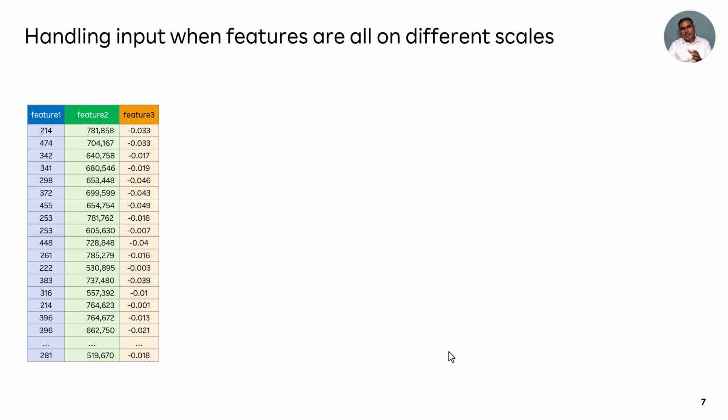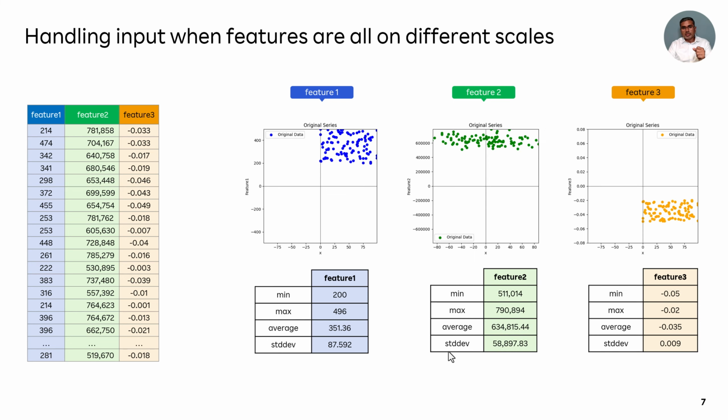Now, if I were to plot these data points, this is how it's going to look. The blue dots, or the blue data, is going to fall in the top right-hand quadrant of your graph. And if you see the values, the range of values are between a minimum of 200 to a maximum of 496, averaging at around 351.36.